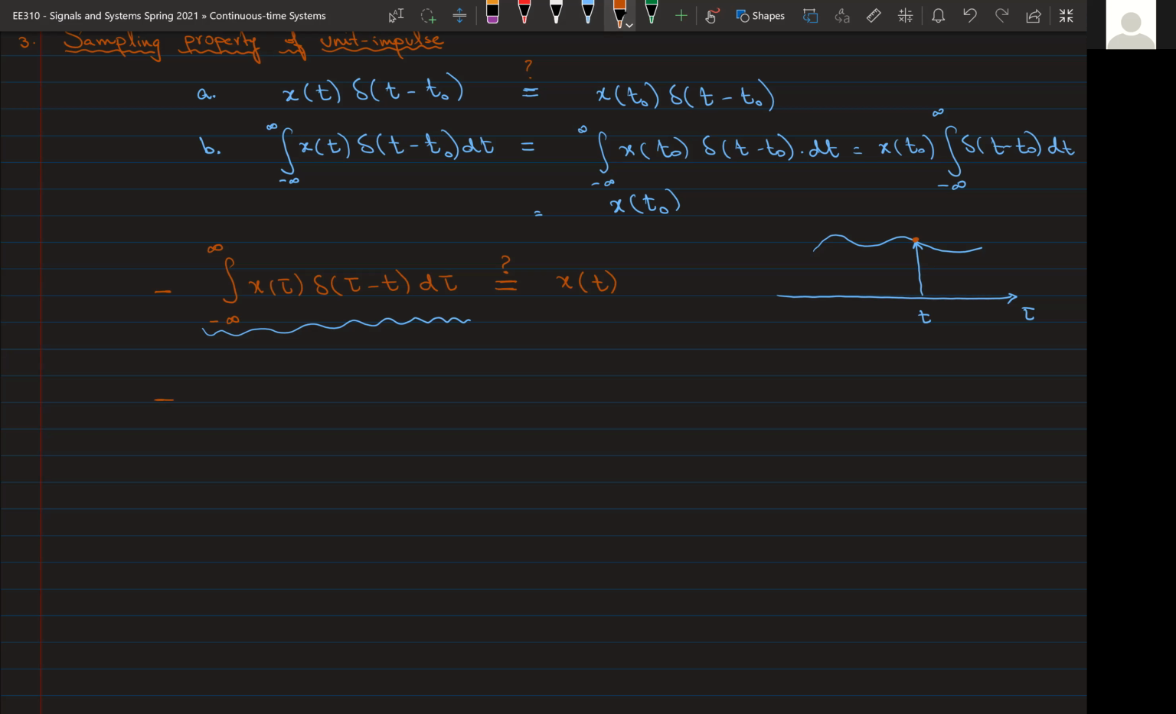Which is, let me write, minus infinity to infinity, x of tau, and then I have here delta t minus tau, d tau. So what do you think this is going to be equal to?